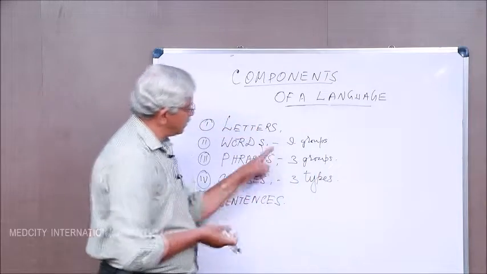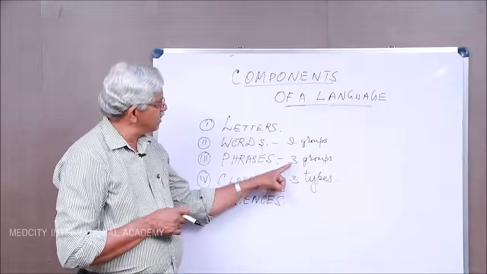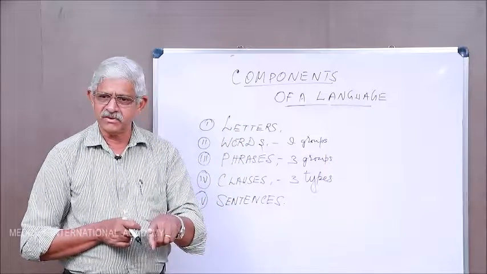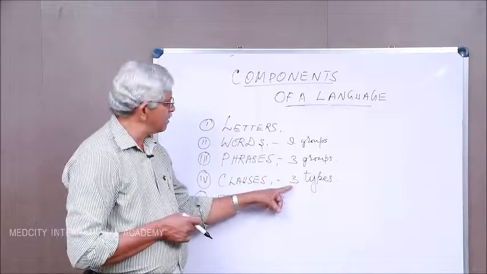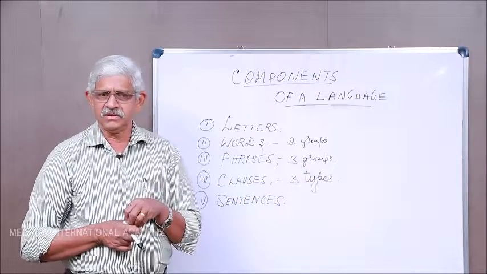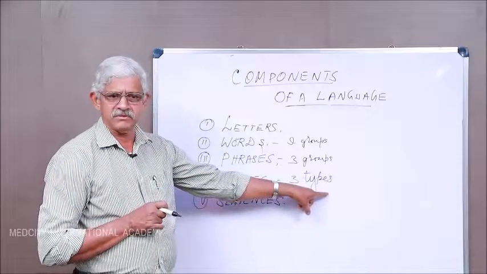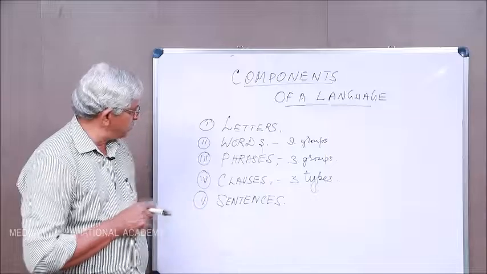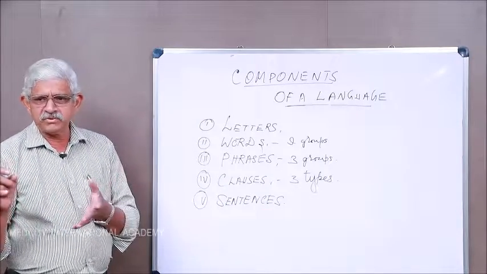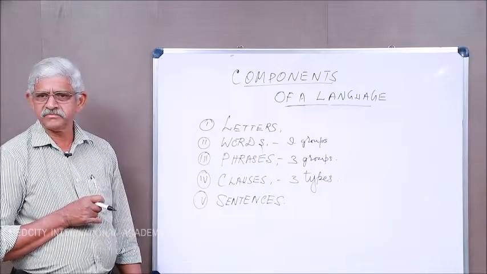Understand? These types are related. I told you there are adjective phrases, noun phrases and adverb phrases. Similarly, there are adjective clauses, adverb clauses and noun clauses. Understand? So, the clauses also are divided into 3 types. So, before going to the last component of a language, I want to make sure that you know everything about these components.